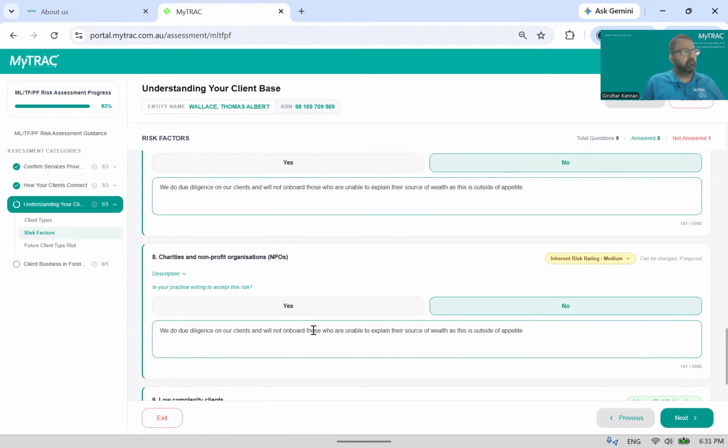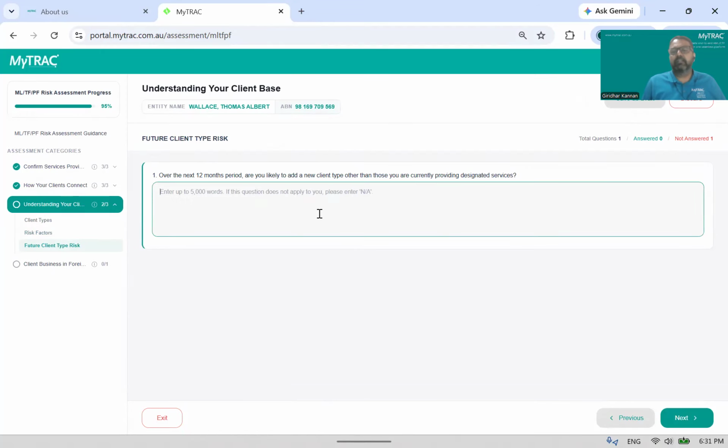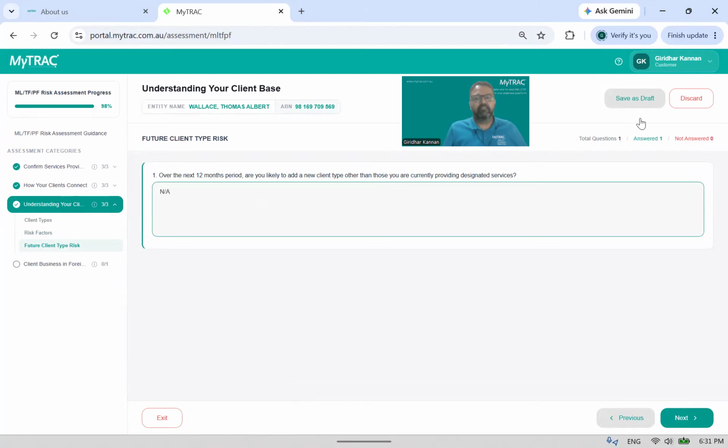We do and will not onboard charities and NPOs as this is outside our appetite. Low complexity clients, a simple domestic client, an individual, or a small straightforward company legal structure. I'm sure everybody is going to say yes because the risk rating is low. Are you likely to add any new clients? So I said no to government body at the start, so I'm not likely to add them in the next 12 months. I'm going to say not applicable. It's not saved for a while, so let's just save this.